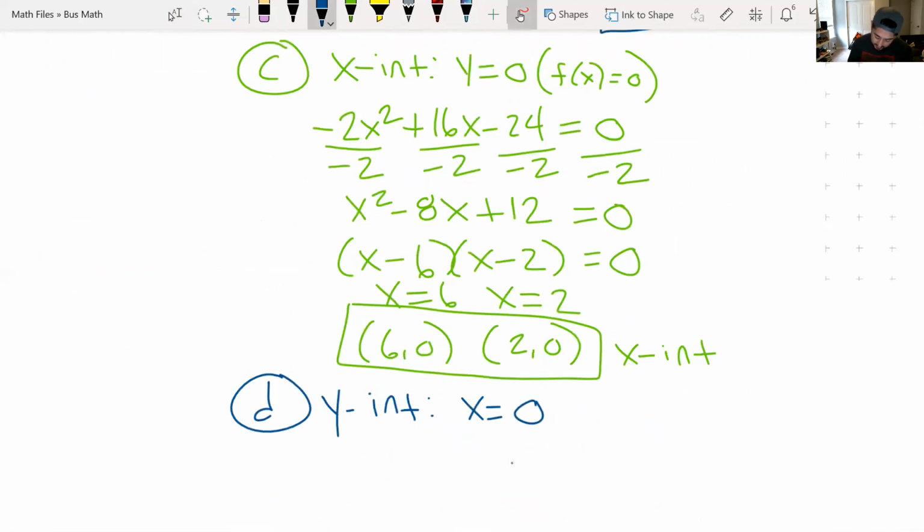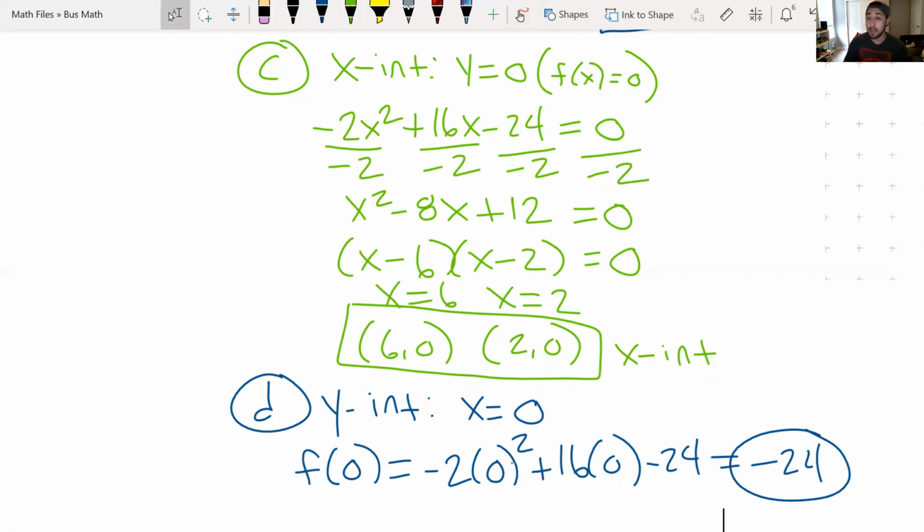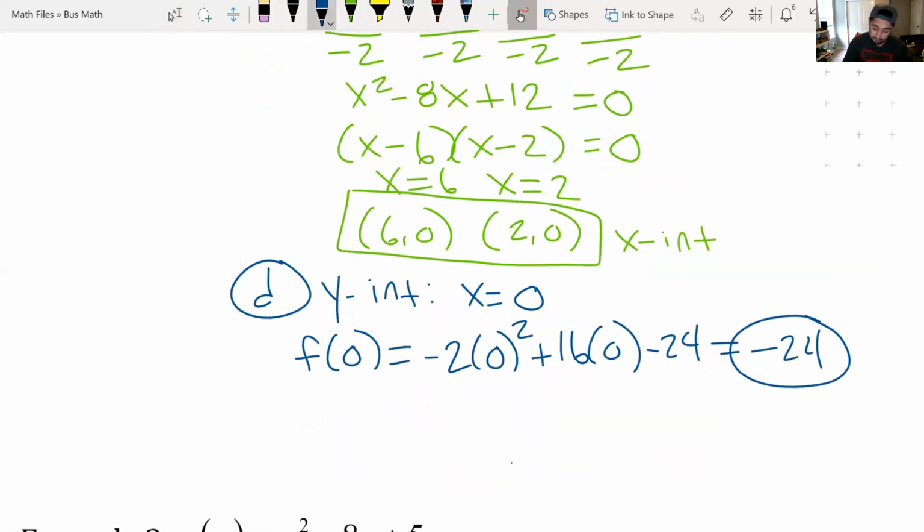So I'm going to rewrite this as f of 0 equal to negative 2 times 0 squared plus 16 times 0 minus 24. Well, the y-intercept always works out nicely because the first term becomes 0, the second term is 0, and all we're left with is the constant of negative 24. There's our y-intercept. And I'll rewrite it as an actual coordinate. 0, negative 24. There we go.